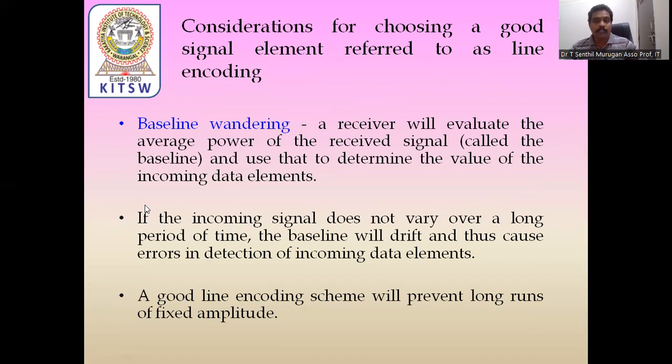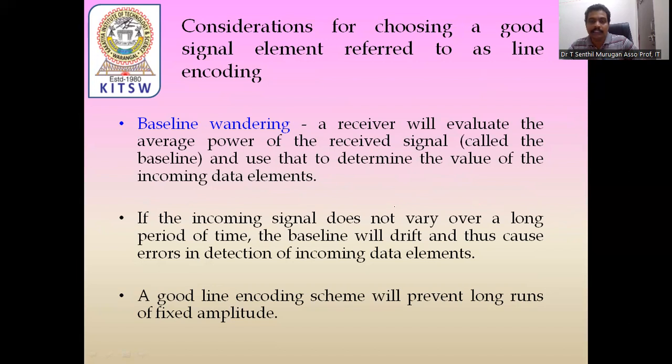A receiver will evaluate the average power of the received signal and use that to determine the value of the incoming data elements. So what will the receiver do? It will evaluate the average power of the received signal. Then it will determine the incoming data elements.